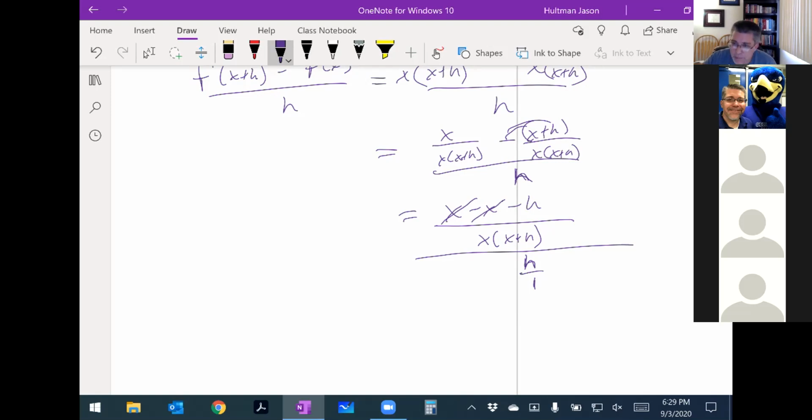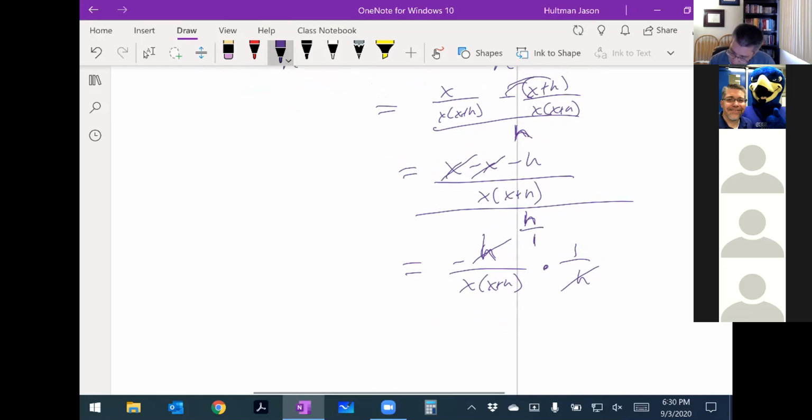So we want to flip the one on the bottom, right? So multiply by the reciprocal. So this is going to equal negative h over x times x plus h, times 1 over h. But lo and behold, what does this allow me to do? It allows me to get rid of the h's. That's kind of nice. So this is negative 1 over x times x plus h. And that is the difference quotient.